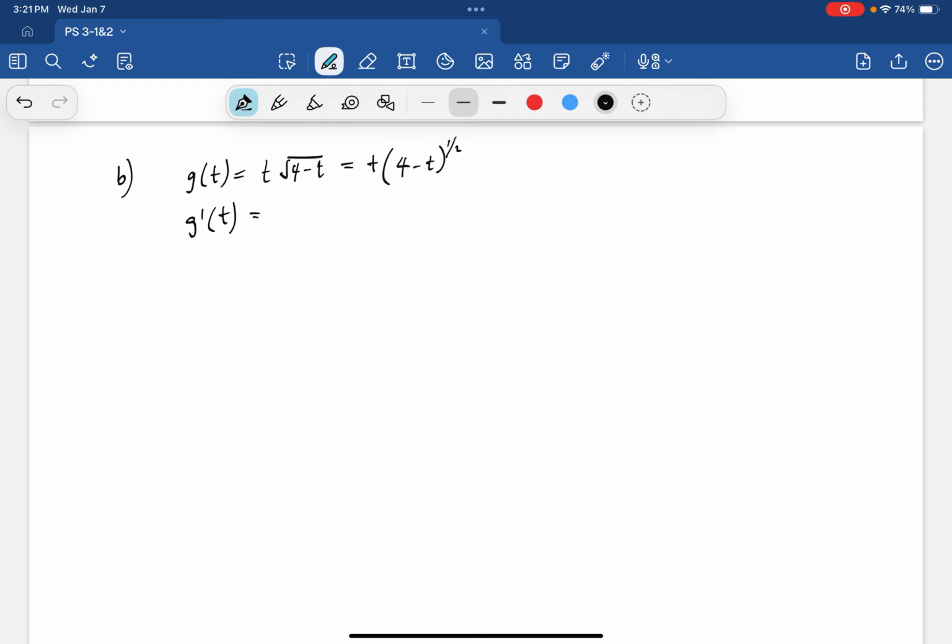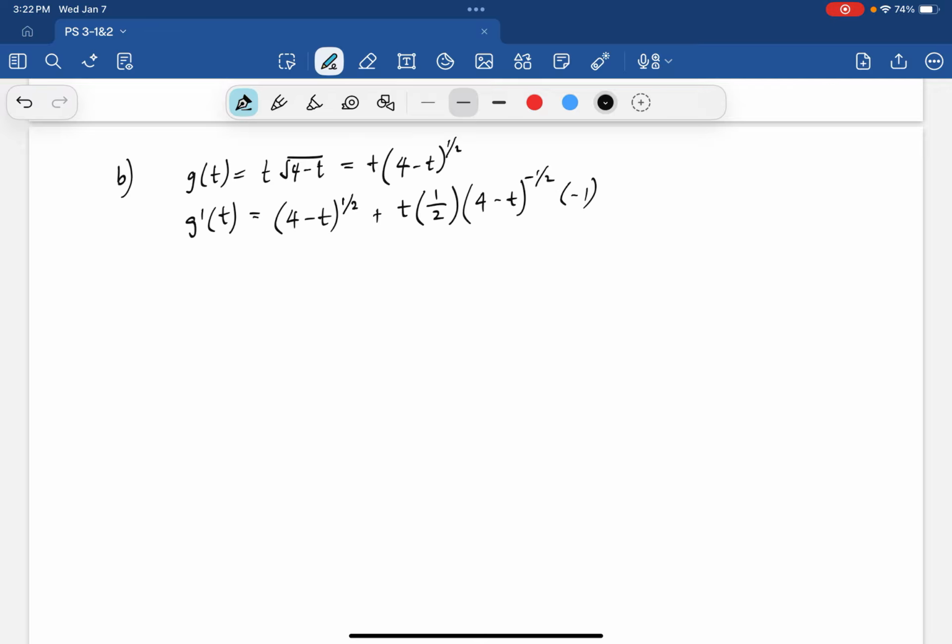So first we're going to do product rule. We're going to take the derivative of the first factor and leave the second one alone. That's going to be 4 minus t to the 1/2, because the derivative of t is 1. And then we're going to add t and then take the derivative of the second factor. To do that, we have to use chain rule because we have a function on the inside and also a power of 1/2 on the outside. So we're first going to take the derivative of the outside function. It's going to give us 1/2, and then we leave the inside alone, so 1/2 times 4 minus t to the power of negative 1/2. And then we have to take the derivative of the inside function, and that's just negative 1.